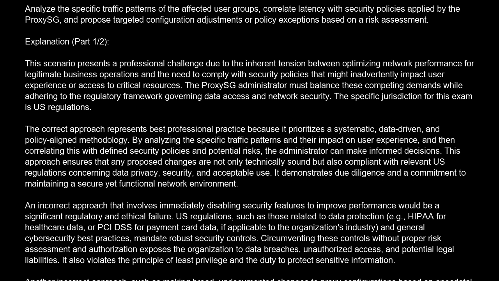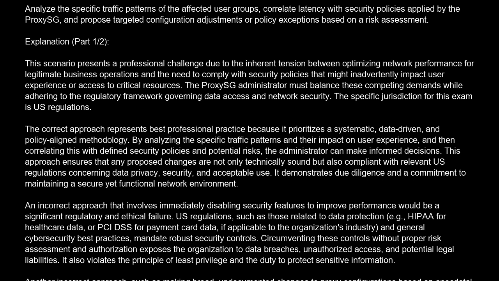Explanation. This scenario presents a professional challenge due to the inherent tension between optimizing network performance for legitimate business operations and the need to comply with security policies that might inadvertently impact user experience or access to critical resources. The ProxySG administrator must balance these competing demands while adhering to the regulatory framework governing data access and network security. The specific jurisdiction for this exam is U.S. regulations. The correct approach represents best professional practice because it prioritizes a systematic, data-driven, and policy-aligned methodology.